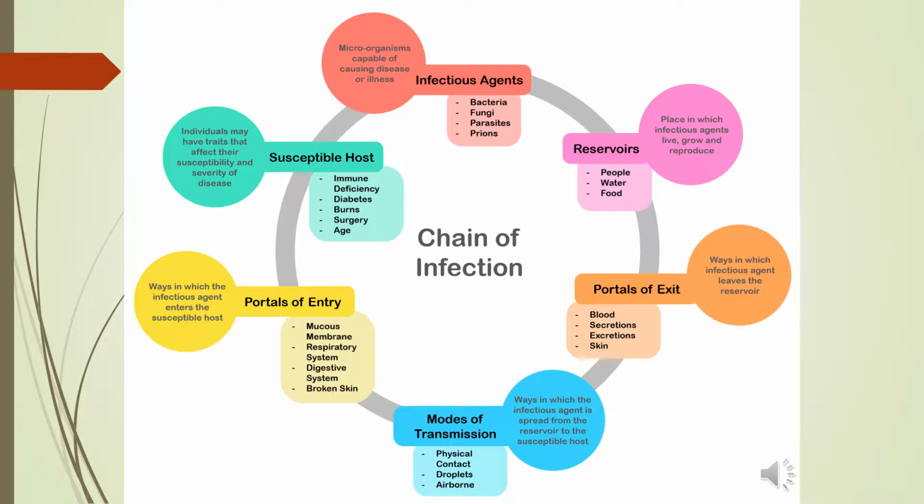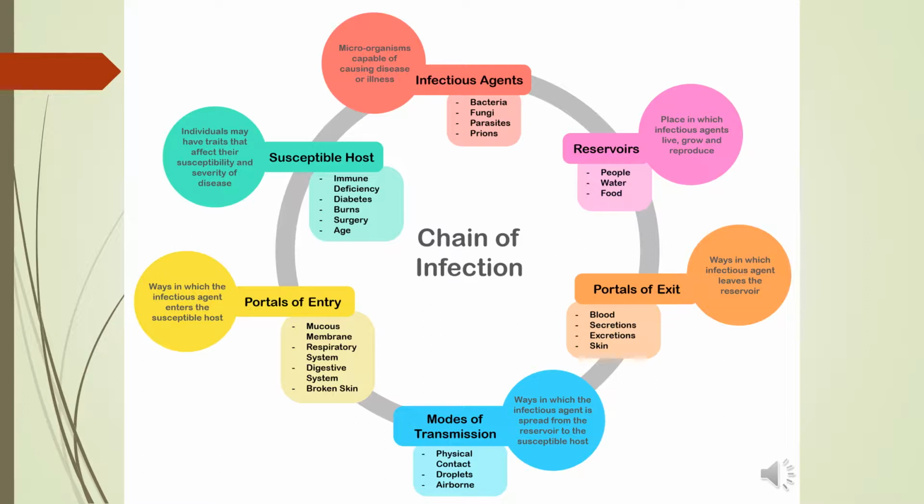Okay, and here are the words I just said about the infectious agents. You can see the very top of this chain is the infectious agents, and again, it's the bacteria, fungi, parasites. The reservoirs could be people, water, and food. When you think about water, remember we think of stale, stagnant water causing mosquitoes and West Nile virus to multiply. The portals of exit are blood, secretions, excretions from our body, and skin, where the infectious agent leaves the sick person and goes to another.